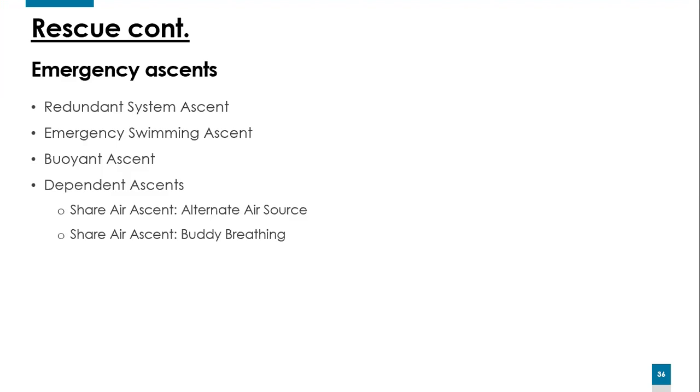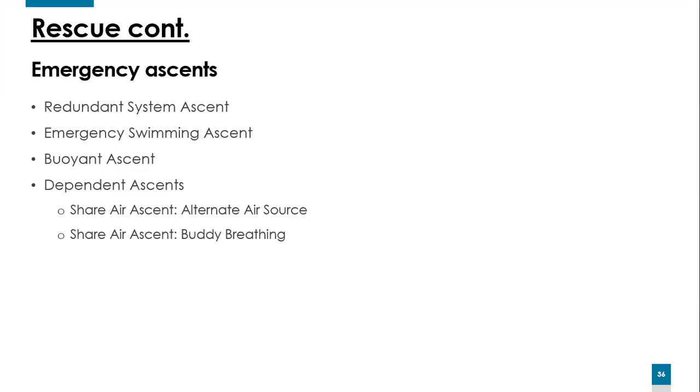Next, we're going to look at dependent ascents, either alternate air source or buddy breathing. In the alternate air source, you're actually using your buddy's octopus, or you could be using their primary, if they're using the Air 2 system. First, your buddy passes their source of air, lock arms, get your breathing under control, and comfortably make your way to the surface.